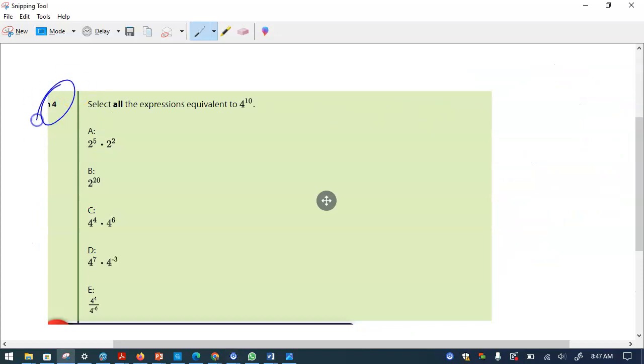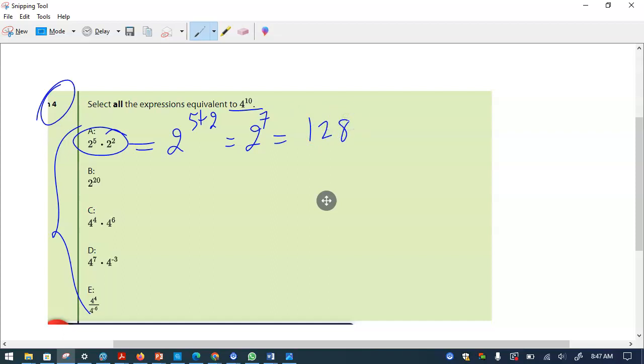So we need to select which of the 5 options could be correct. Can this be the answer? This will be 2 raised to 5 plus 2, which is 2 raised to 7. And if you multiply this out, you get 128.